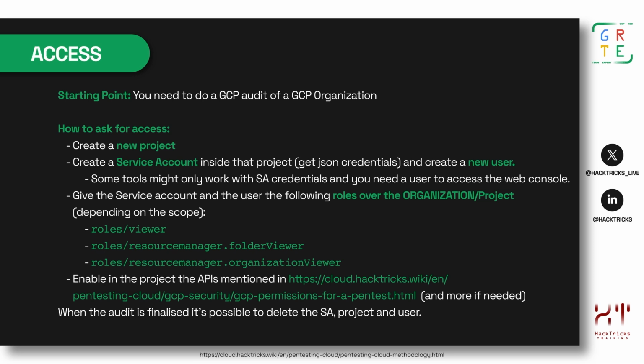So, how to ask for access? You can ask them to create a new project, then create a new service account inside this project, and give you JSON credentials for this service account. It is also recommended to ask them to create a new user. This is interesting because some tools only work with service account credentials because that's how they were developed. However, if you want to access the web console, you need to access it as a user. That's why, if you can, you should ask for both.